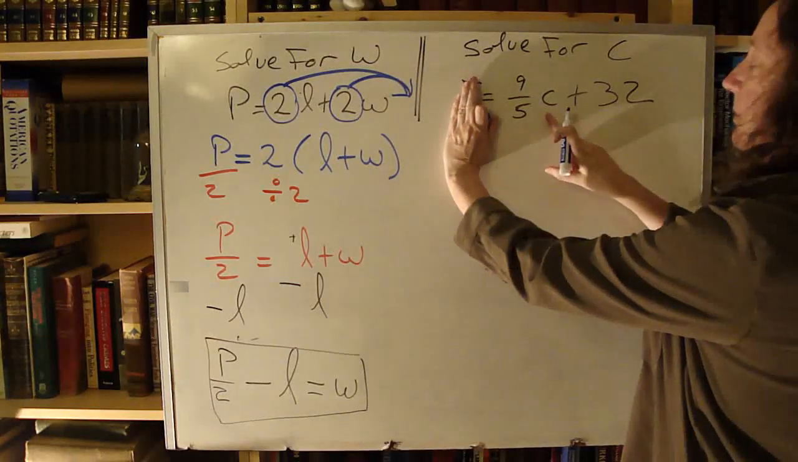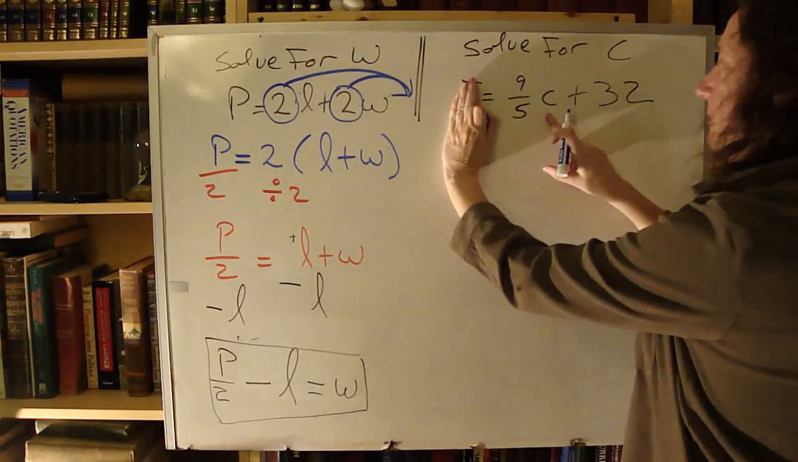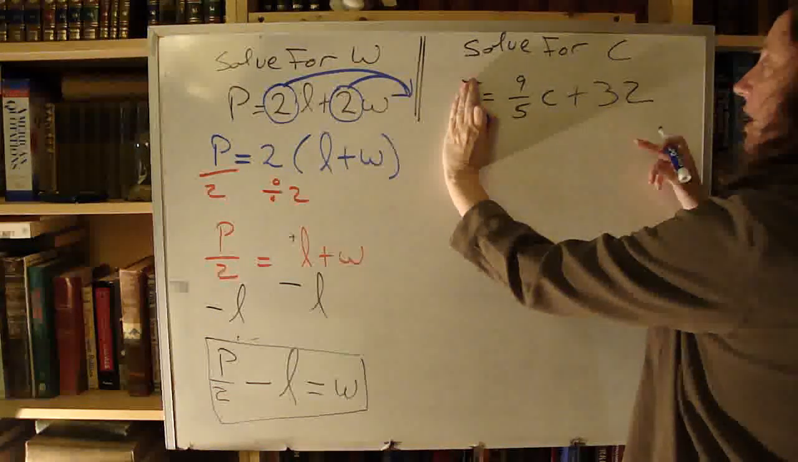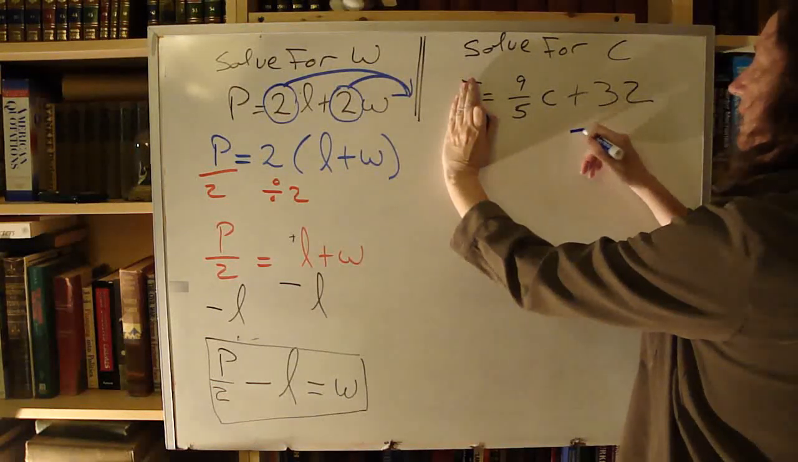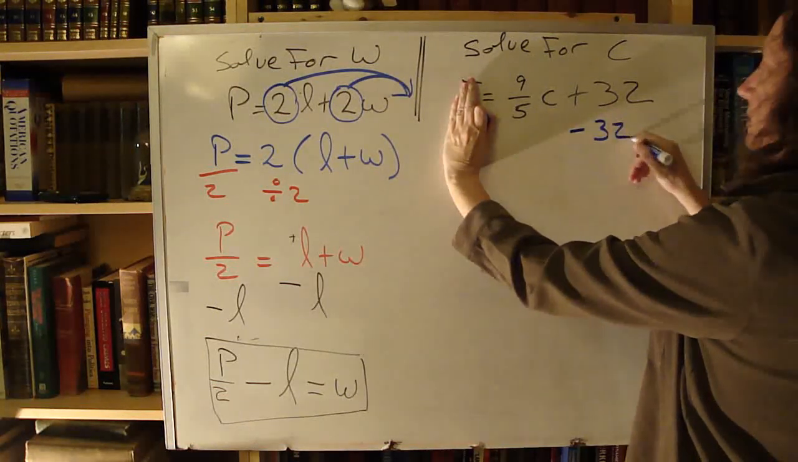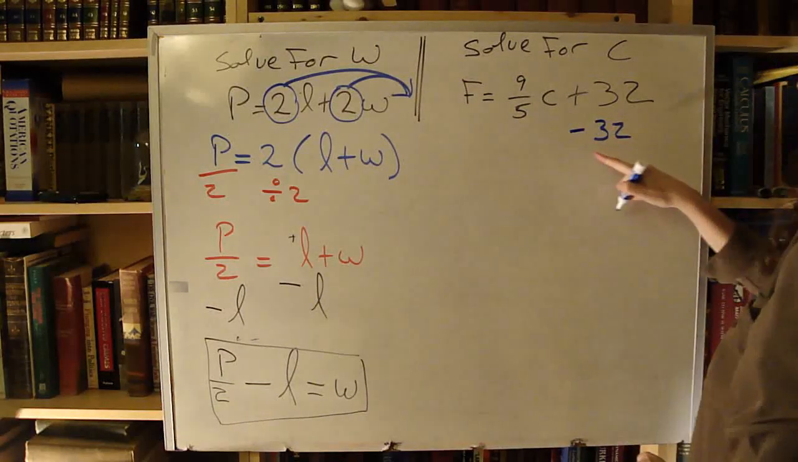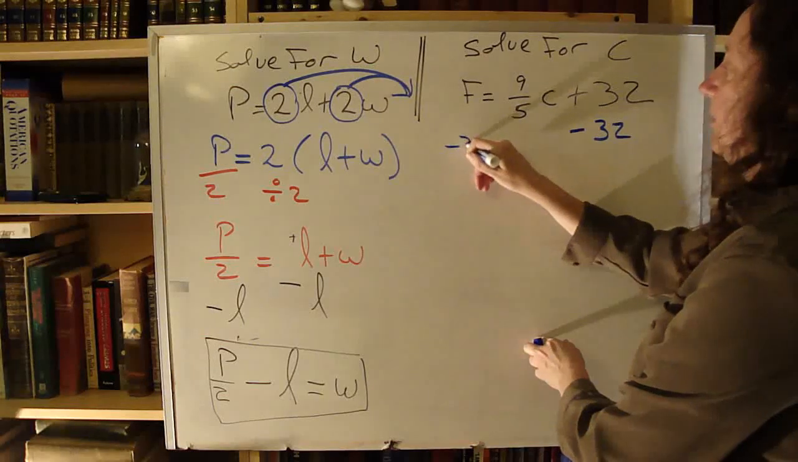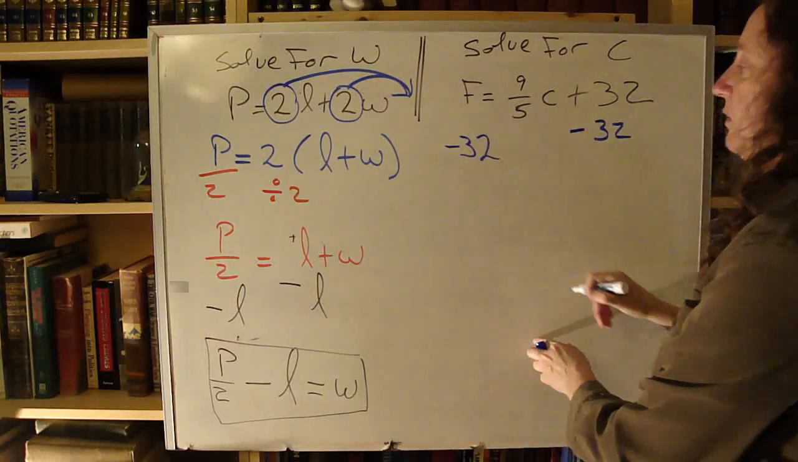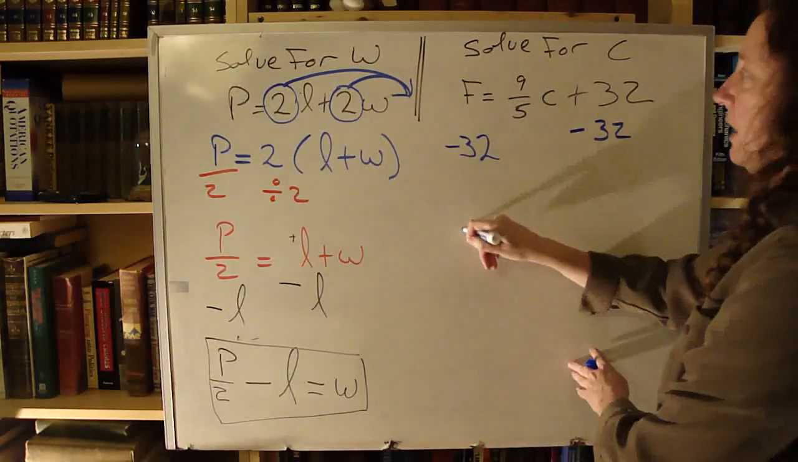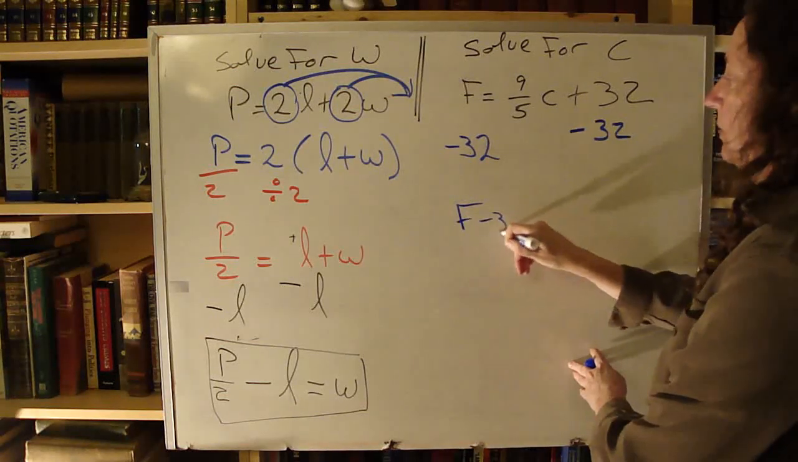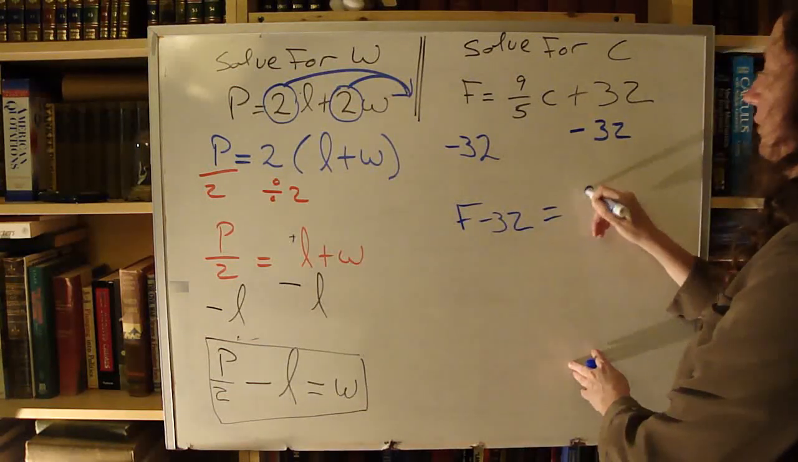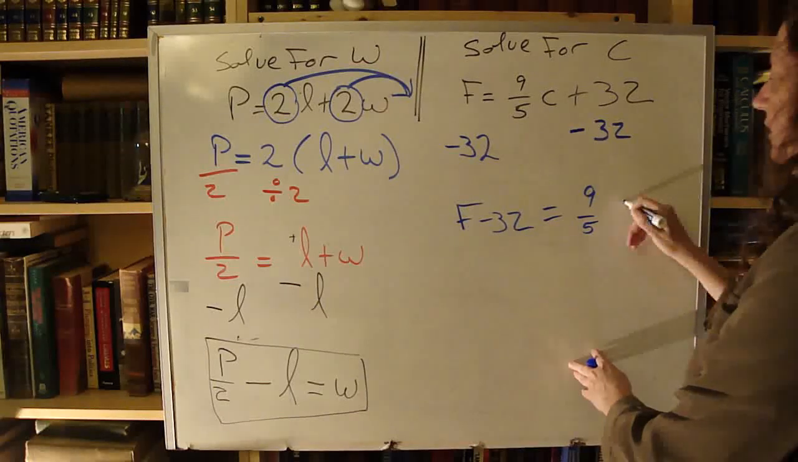My C shows up only one time. I look for my add and subtract on this side of the equal sign. I see that I need to get rid of the 32. It's being added. I'm going to subtract it. What I do on one side of the equal sign, I do on the other. So now I have F minus 32 equals 9/5 C.